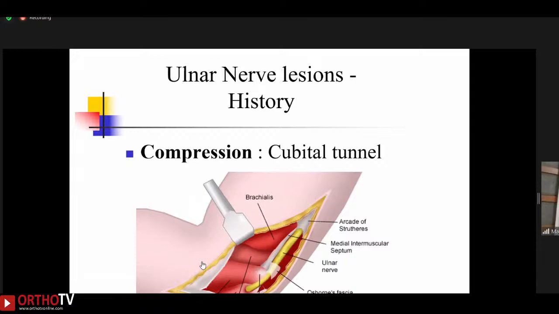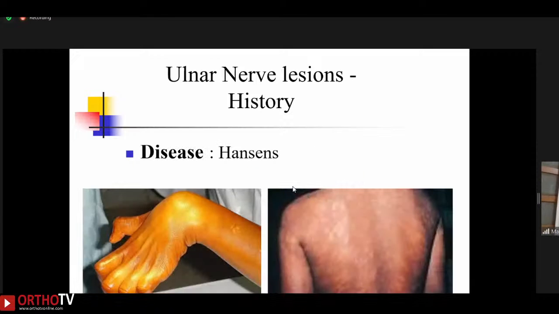Now, compression is not as common as median nerve compression in carpal tunnel syndrome, but in arthritic patients, rheumatoid arthritis patients, if they have an arthritis of the elbow, the osteophytes can cause a cubital tunnel syndrome. So if no other cause is found in the history, you ask for the history of arthritis, and if the patient has got an arthritis, it could be a compressive neuropathy around the elbow. And of course, the last common thing in our country is Hansen's.